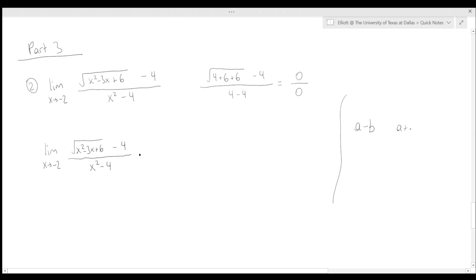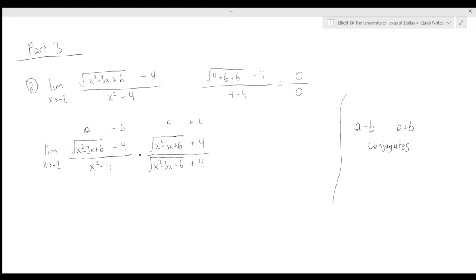But these expressions, a minus b and a plus b, these are known as conjugates. So really all you do is change the sign in the middle to get the conjugate of something. And so here I think of the square root as my a and the 4 as my b. So to get the conjugate, it's going to be a and then plus b for the conjugate. And I need to multiply both numerator and denominator by the same thing to ensure that I don't actually change my problem, okay? All right.